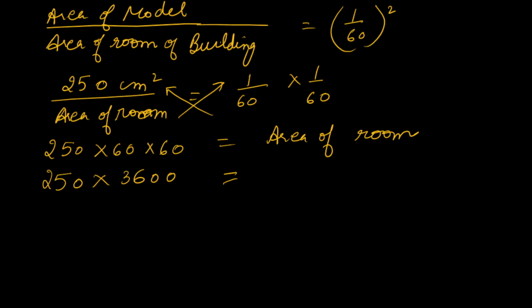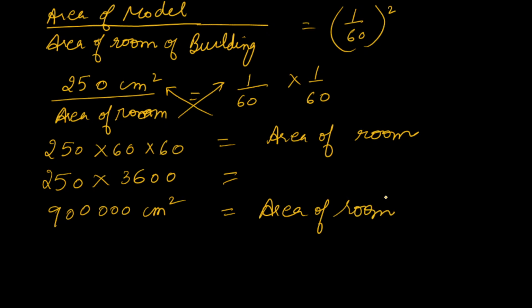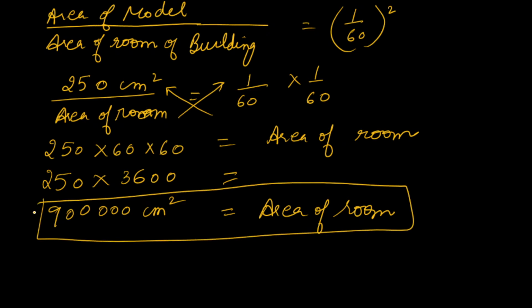9, and with 9, how many zeros can we write? 1, 2, 3, 4, 5. Okay, so this we have to write, and it will be in centimeter square. So this is the area of room. If you want, you can convert it into meter, but then it will be so small. So we can write it this way only. Let it be in centimeter square, because the model's area is also given to us in centimeter square.